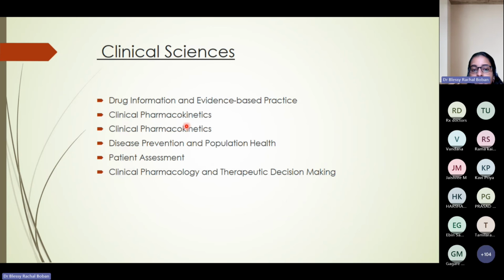And clinical kinetics, pharmacokinetic questions, disease prevention questions, patient assessment. So these days they may be asking you what is palpitation, what is auscultation, patient assessment related questions, what is icterus, such questions you can expect. And clinical pharmacology, therapeutic decision making. Such pharmacology related questions also you can expect.